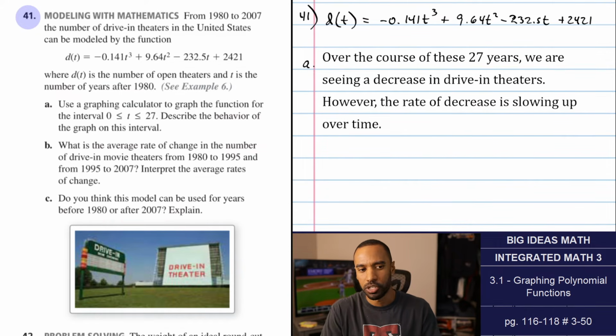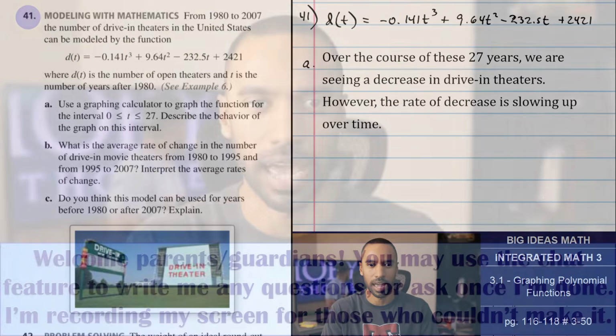Part B. What is the average rate of change in the number of drive-in movie theaters from 1980 to 1995 and 1995 to 2007? Interpret the average rates of change. Well, that's where what I was saying is going to kind of come into play here.